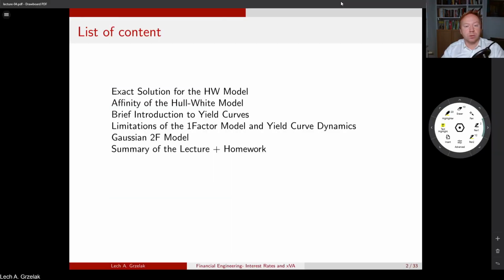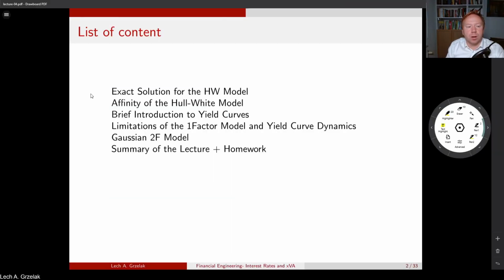Hello, welcome everyone to the fourth lecture of the financial engineering course with special focus on interest rates and XVA. Today we will discuss further the concept of short rate models, and we will relate short rate dynamics to dynamics of a yield curve. I will also discuss the extension of a single factor Hull-White model to multi-factor Hull-White model, and we perform a number of simulations. Let's take a look into details.